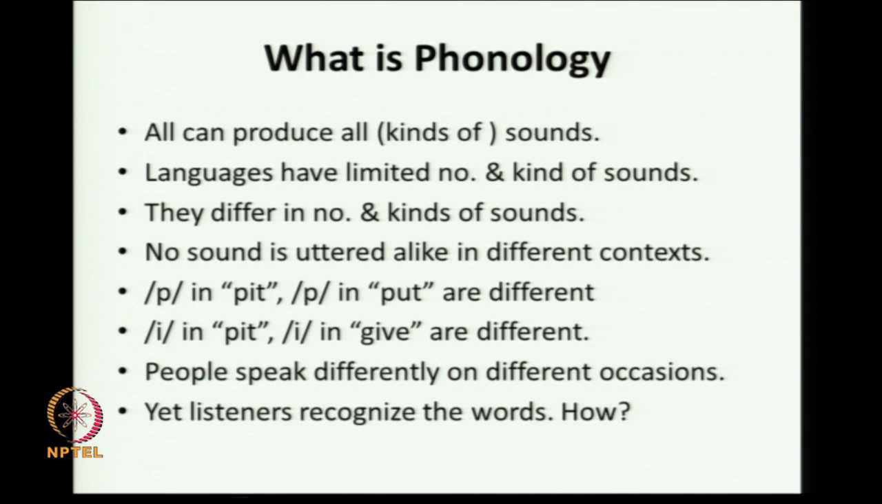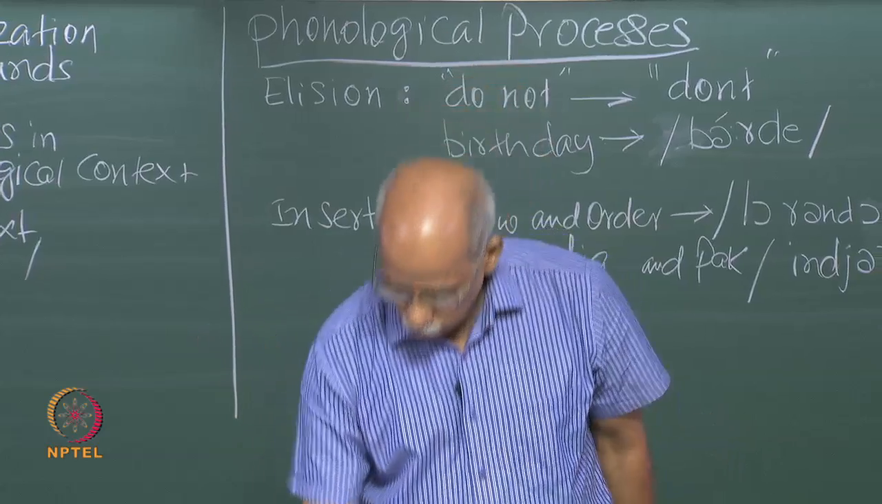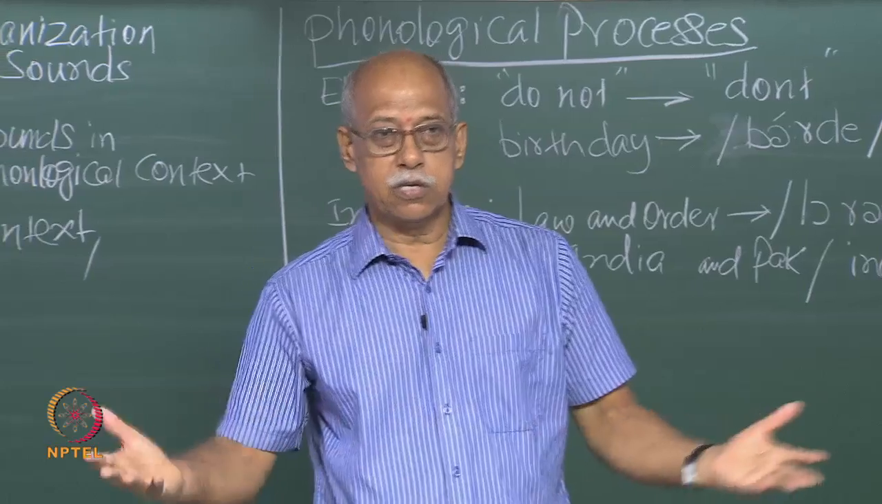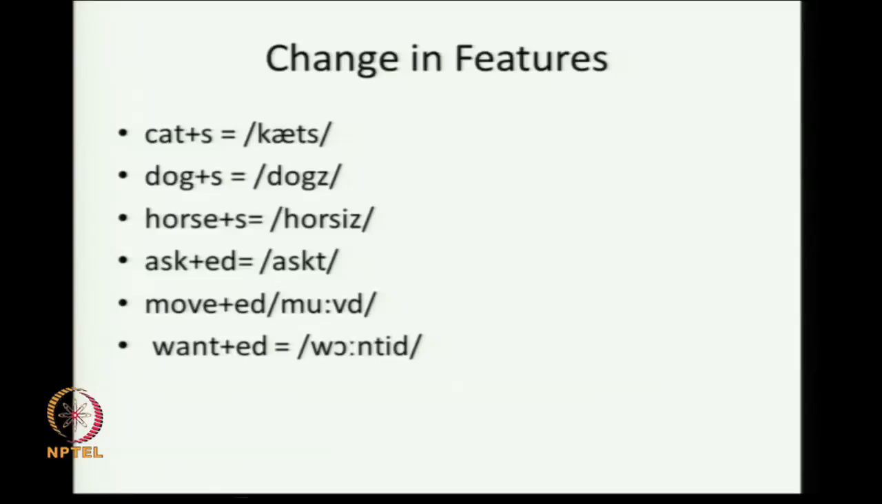People speak differently on different occasions, yet listeners recognize the words. How do they? What kinds of factors are in play? Look at some more examples. In English, we say the plural marker is s, but it's not the same s everywhere. After cat, it is pronounced s, so it is cats. But after dog, it is z. How is it pronounced? Dogs. Why does it happen? Can you make a guess why it happens? Why cats but not dogs? Or why dogs but not cats?